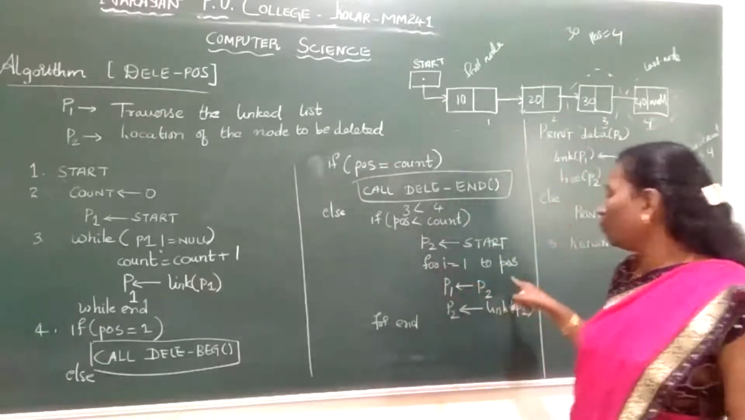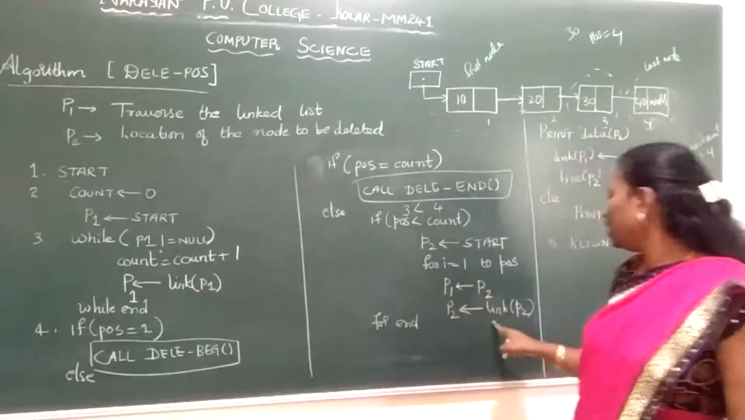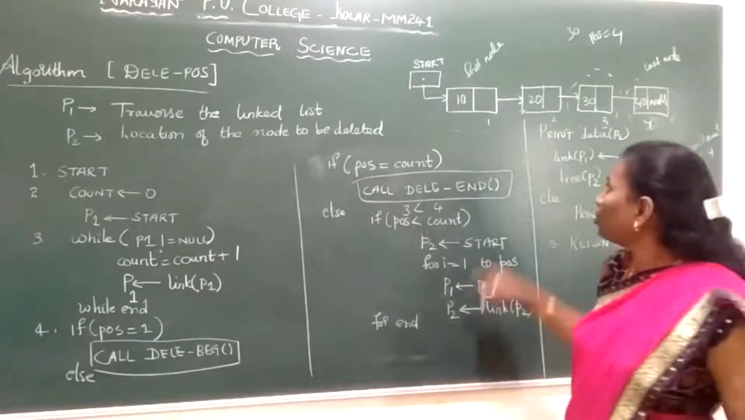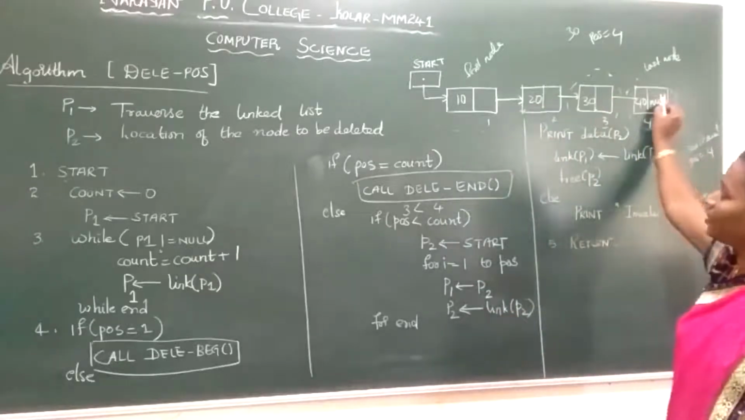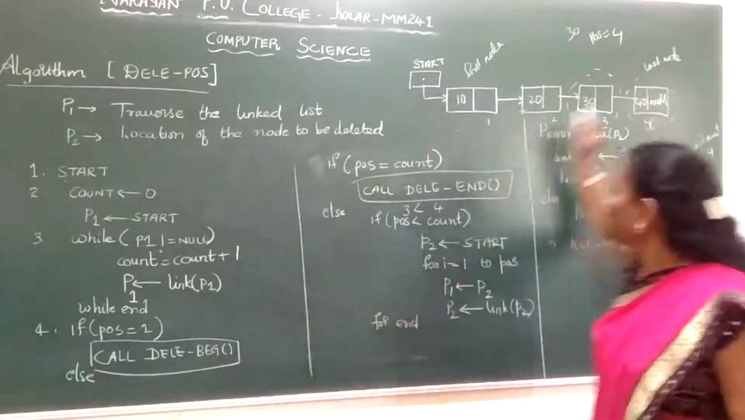I use a for loop. Now again I am changing the link. P2 I am giving to P1. Link of P2 I am giving to P2. So this and this we will not, why? Because the condition fails. Here it is not beginning, here it is not ending.